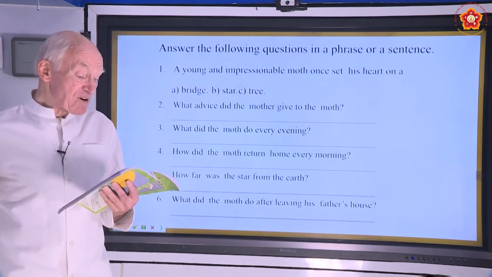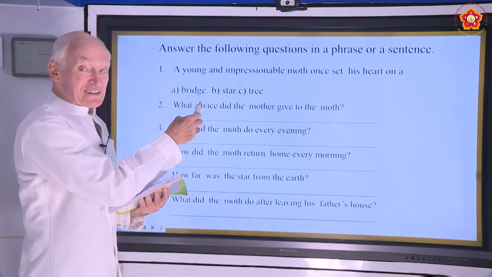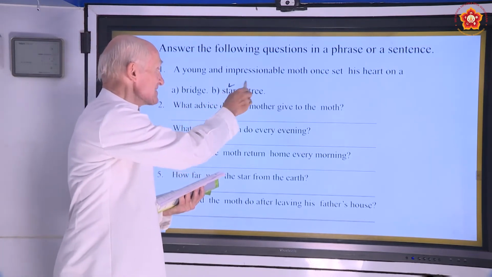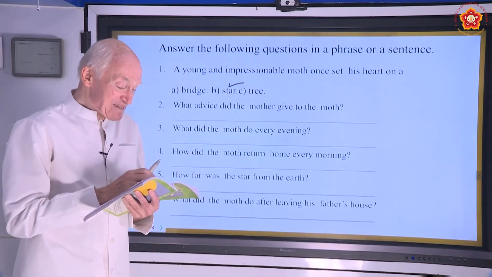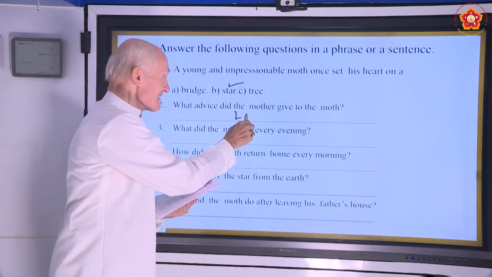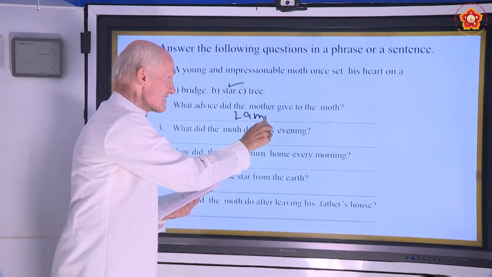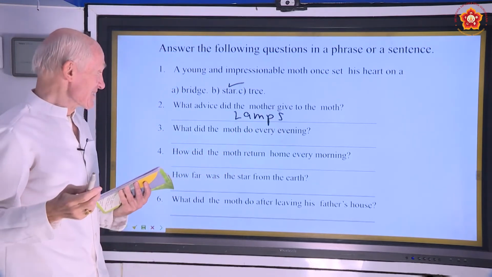The young and impressionable moth set his heart upon a what? A tree, bridge, or a star. Of course, he wanted to get to the star. What advice did his mother give to the moth? He said, hang around lamps. Go and fly around lamps and get burnt, okay?